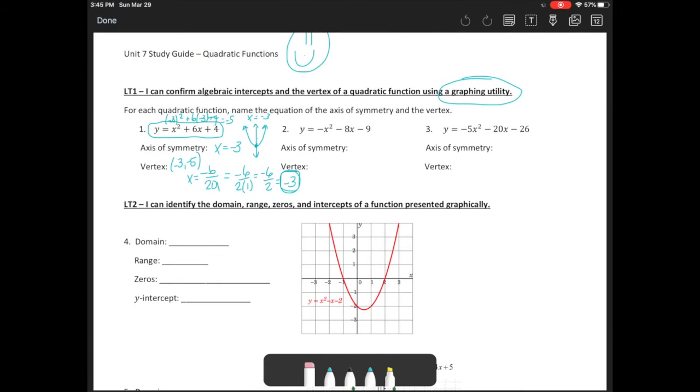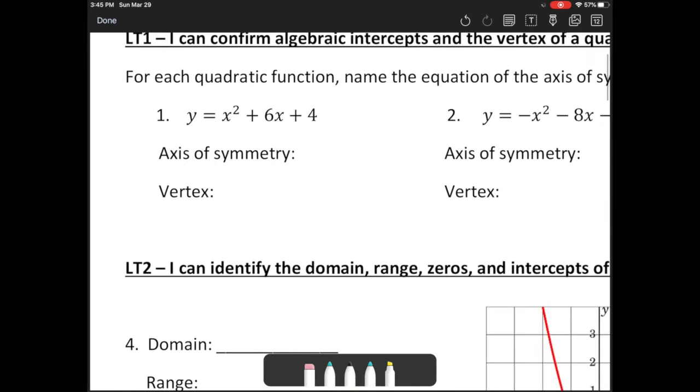So I'm going to erase all of this stuff. By the way, all this information about the discriminant and all that is on page 48 in your notebook, or in my notes if you don't have it. Remember that the axis of symmetry is an actual line, so it's an equation. You can't just put negative 3. We need the equation of the line.